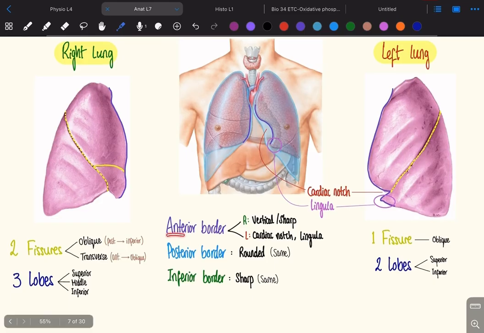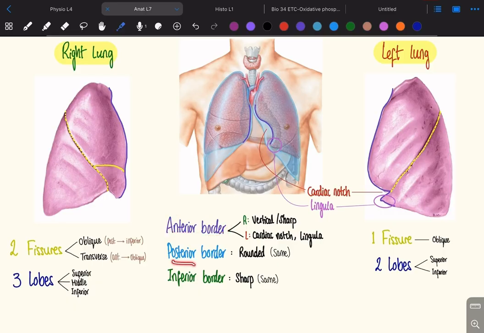Then we have three borders: an anterior border, posterior border, and inferior border, okay? So let's start with the ones that are the same. The posterior and inferior are the same on the right and the left. They look exactly the same on both sides. The anterior is the one that's different. So we're going to start with the ones which are the same.